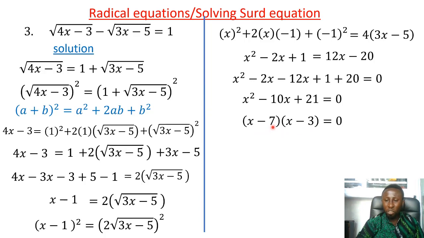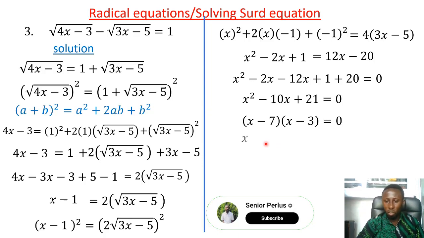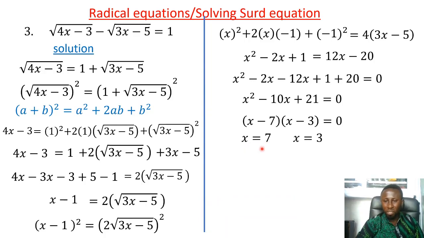So our factors here is what? 7 and 3. So negative 7 times negative 3, we get positive 21. Then negative 7 plus negative 3, you get negative 10. So our factors here is negative 7 and negative 3. On your calculator, you will get what? 3 and 7. So you can use that one to solve it, okay? So therefore, our final answer is s equals 7, s equals 3.